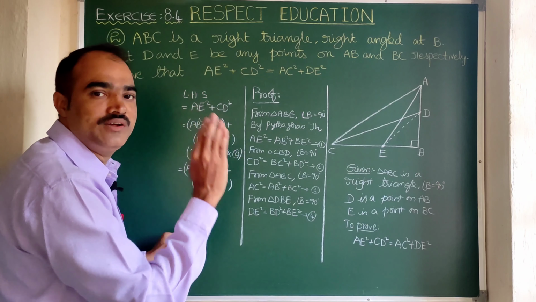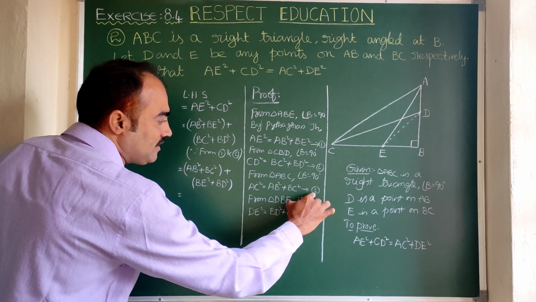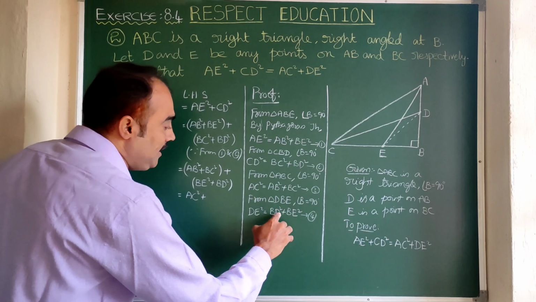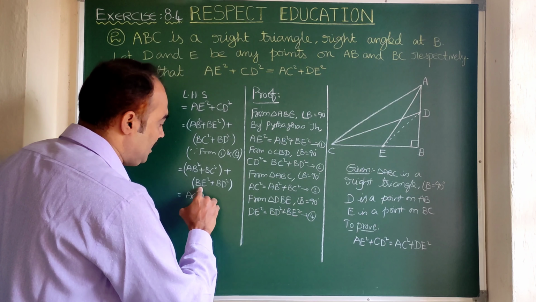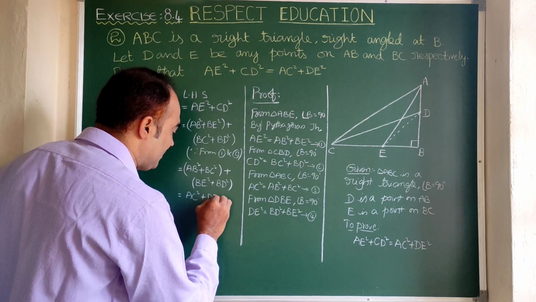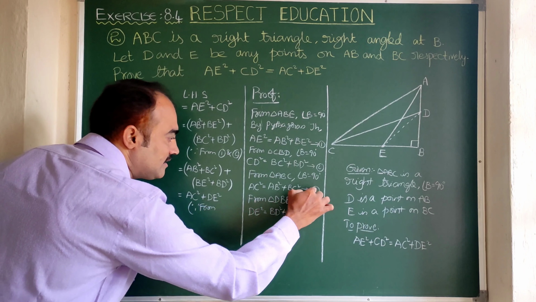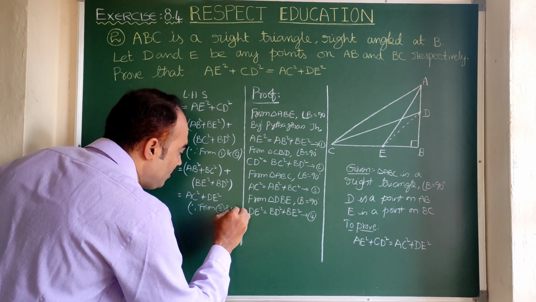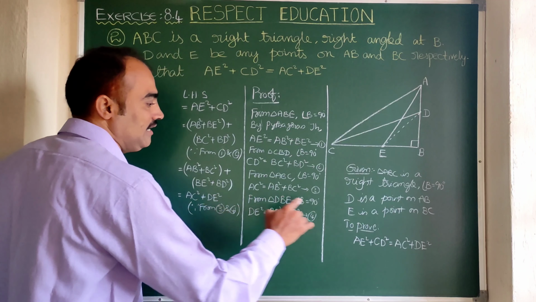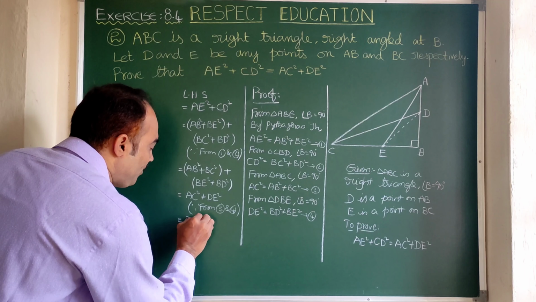Now AB square plus BC square, from equation 3, can be replaced with AC square. Let us write AC square plus BE square plus BD square. Here BE square plus BD square and BD square plus BE square are both the same and can be replaced with DE square. Here I have used equations 3 and 4 to replace them. Here you observe AC square plus DE square. That is what we want. That is the RHS we got. So the right hand side part we have reached.